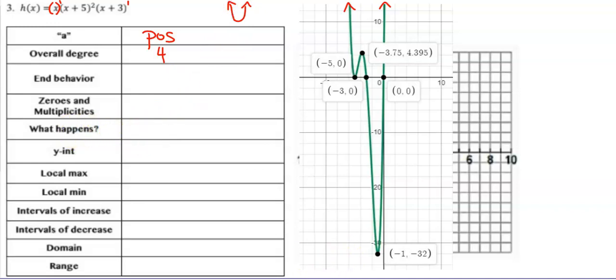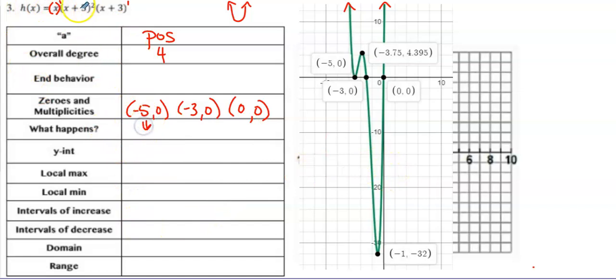Let's talk about zeros. They're easy to find. So this is one of my zeros. X equals 0 is one of them. If I go in order though, I've got negative 5, 0, negative 3, 0, and 0, 0. If you didn't have the graph here, you can still tell that from this equation: x equals 0, x plus 5 equals 0, x plus 3 equals 0. What happens, you can also still tell from the equation.